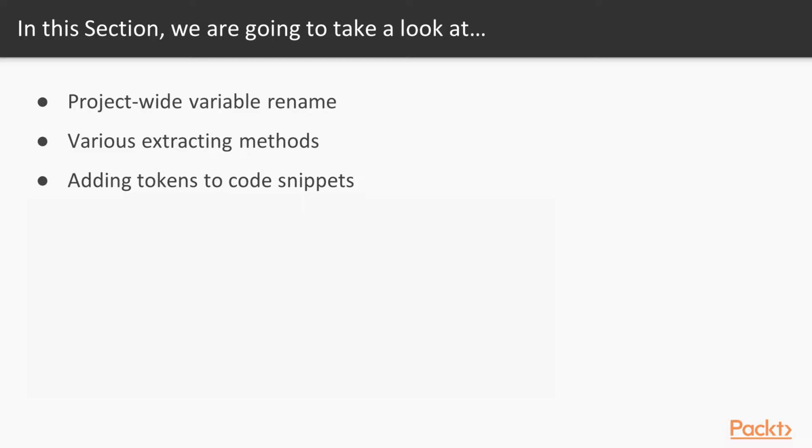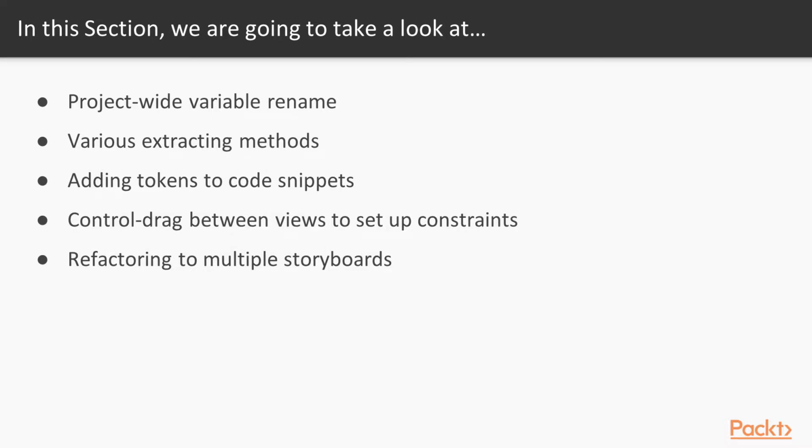We're going to learn how to add tokens to code snippets. We're going to learn how to set up constraints by control dragging between two views. And finally, we're going to learn how to refactor to multiple storyboards.